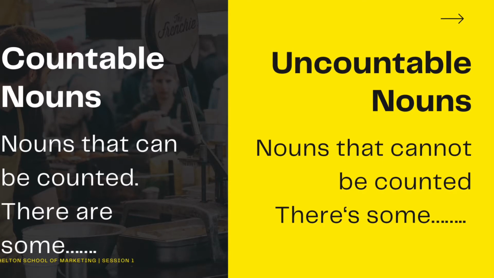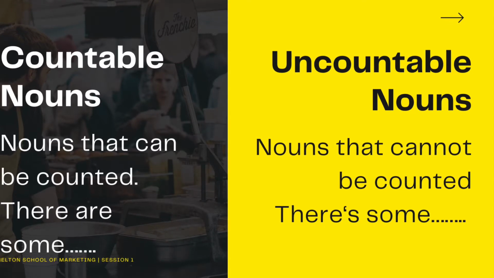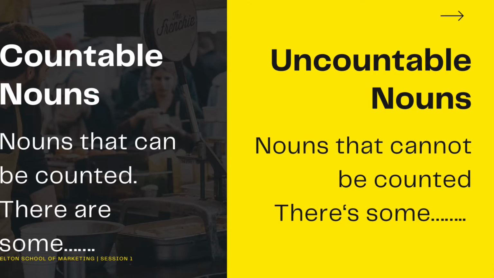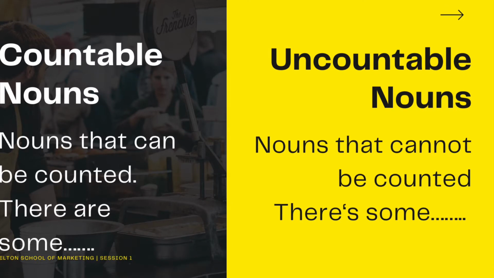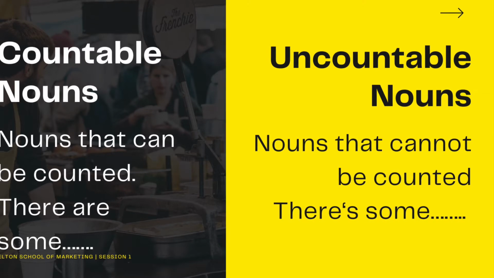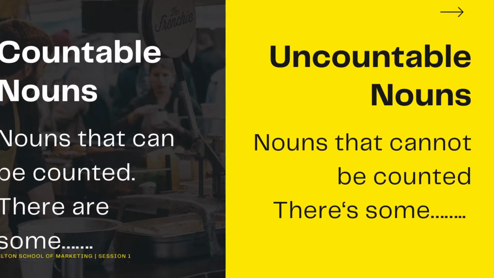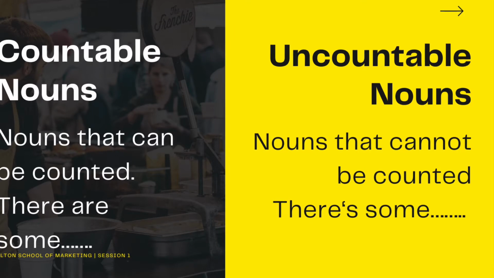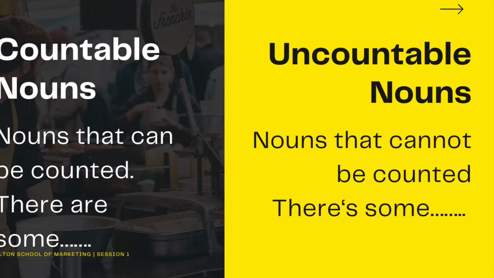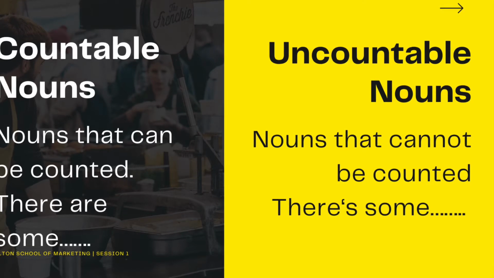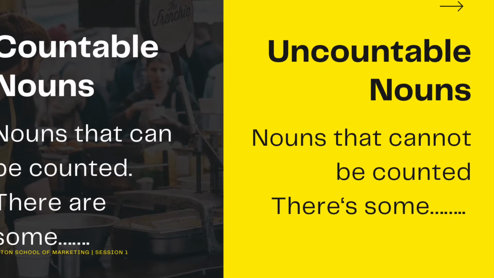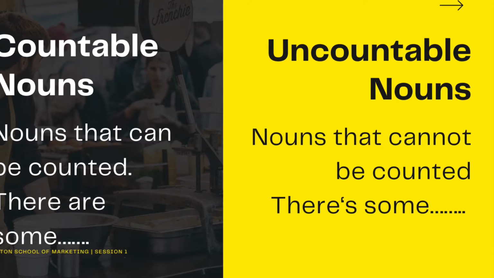Now, whereas uncountable nouns are nouns that cannot be counted. Kata nama yang memang tak boleh kira. Usually, something that cannot be counted is considered like liquid, cair, or something very small particle, benda yang sangat kecil. Okay, for example, coffee, tea, sugar, and flour. So, we use there's some with uncountable nouns. Kita guna there's some dengan uncountable nouns.